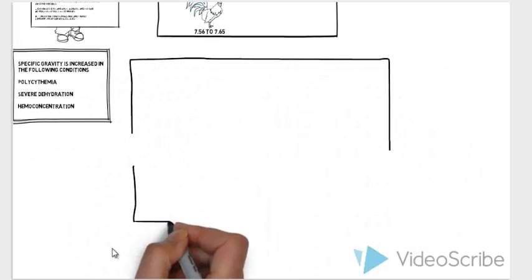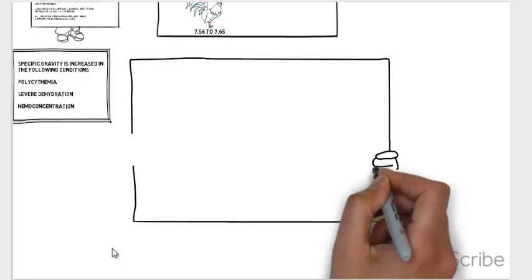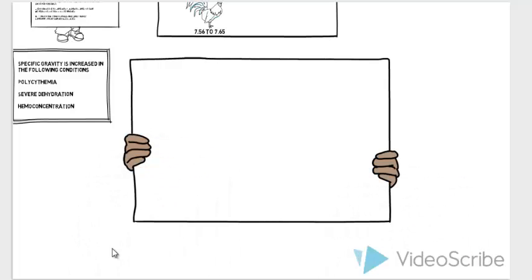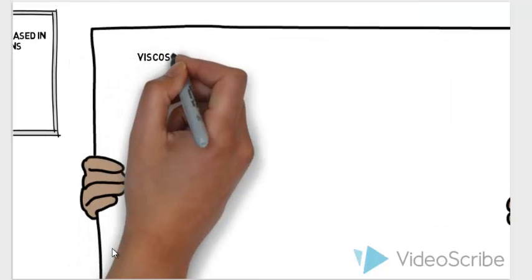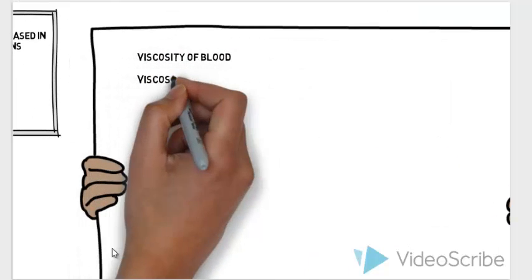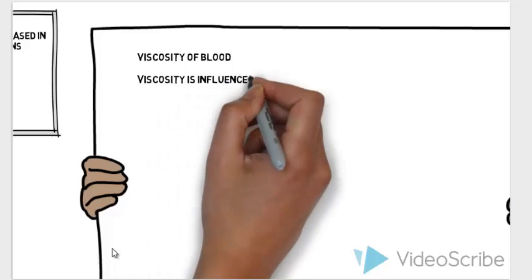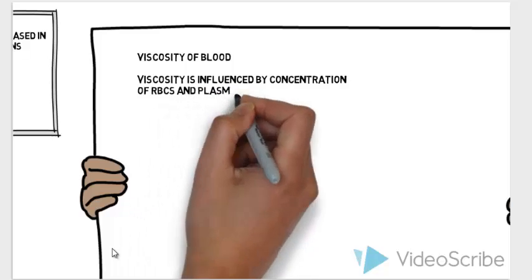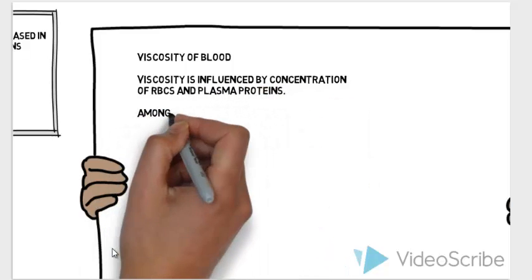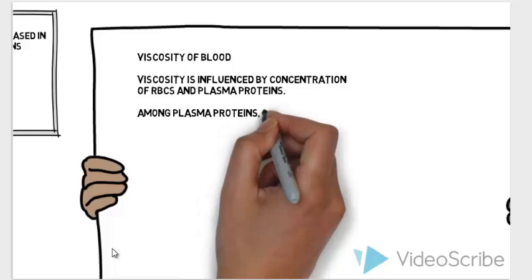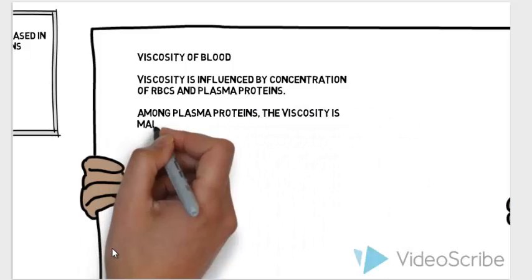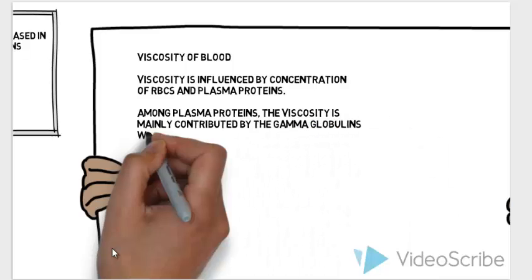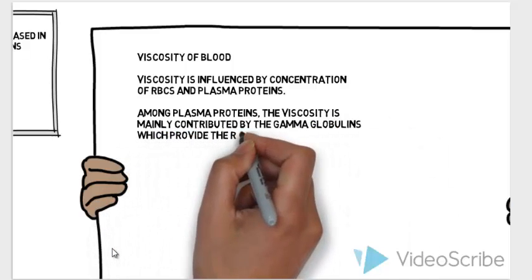The last but not the least, the viscosity of blood. Viscosity of blood is influenced by the concentration of RBCs and plasma protein. Among plasma proteins, the viscosity is mainly contributed by gamma globulins. It is important, which provides the resistance to the blood flow and helps the normal pumping activity of the heart.